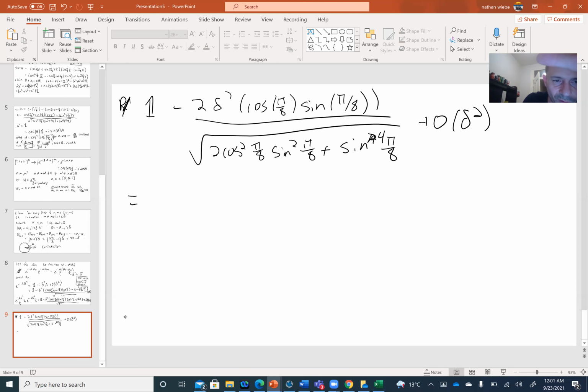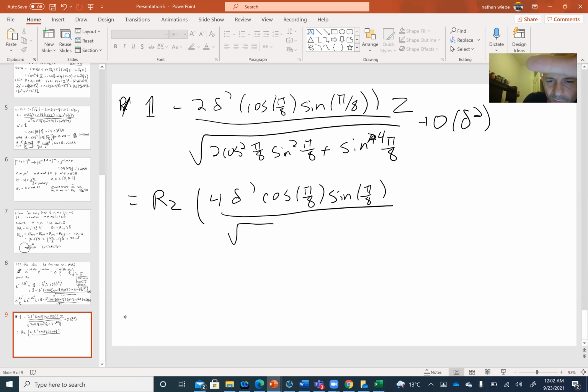So this is equal to our z of 4. Oh, and this is now just a z because that's the only operation that's remaining. This is equivalent to rz of 4 because of that annoying factor of 2. Delta prime cos pi by 8 sine pi by 8 divided by this normalization constant plus order delta squared. Okay, fantastic.